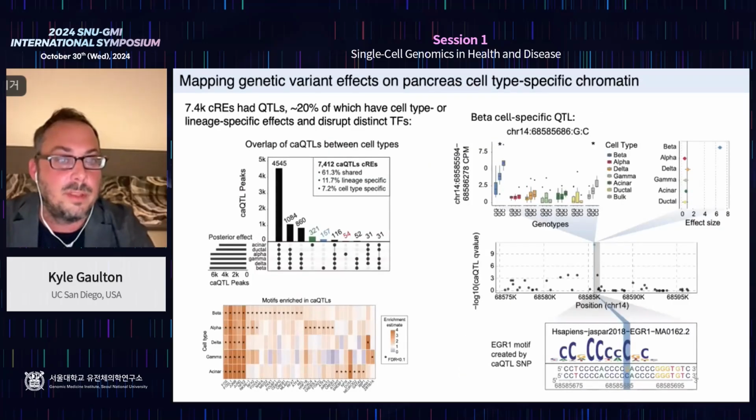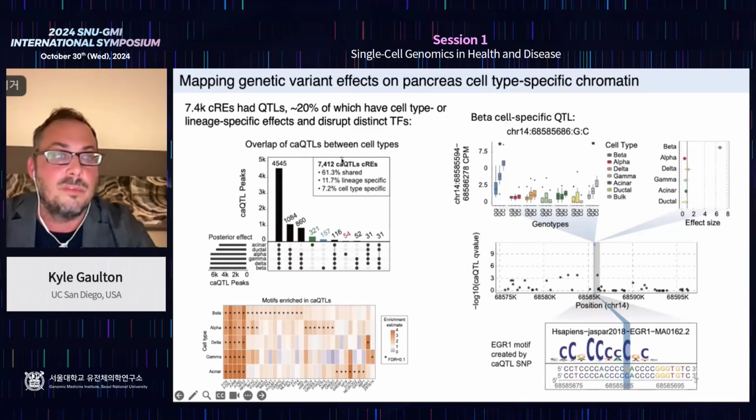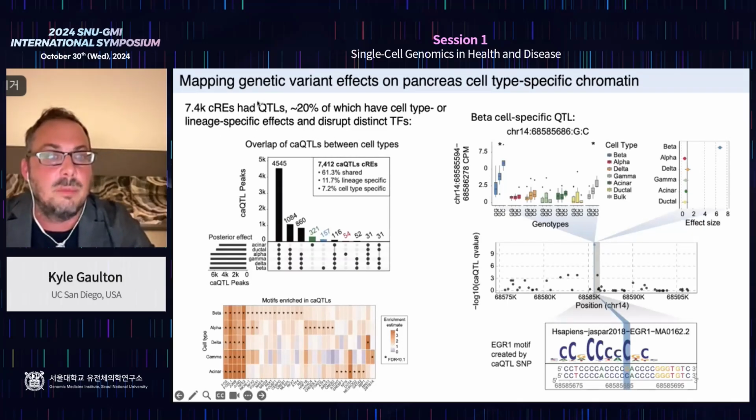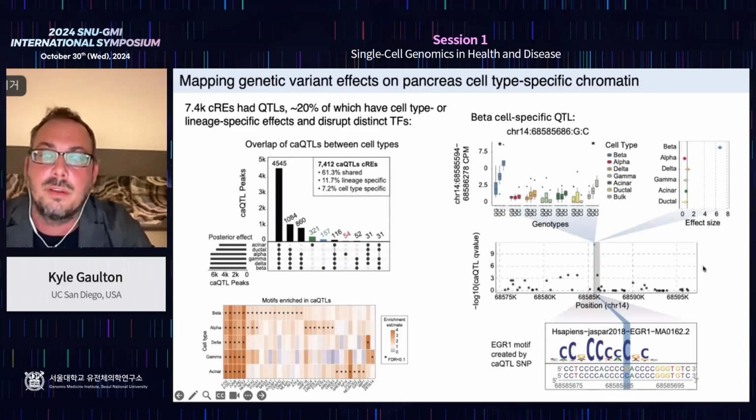Okay, so that's phenotypic association. We also mapped genotypic associations for these same cell types. These are called QTLs, quantitative trait loci. We identified about 8,000 QTLs across all the cell types. Many of these are shared across cell types, but 20% are either cell type specific or lineage specific, and these QTLs disrupt different transcription factors that themselves have either cell type or lineage specific activity. And on the right here is one example of a cell type specific QTL.